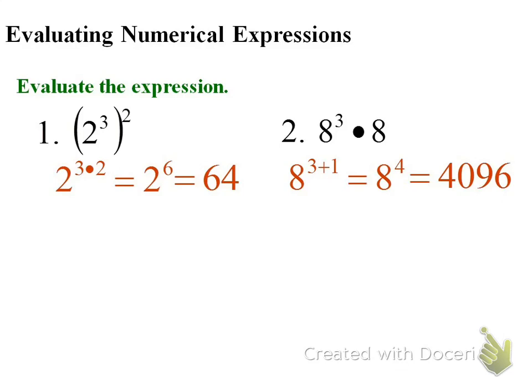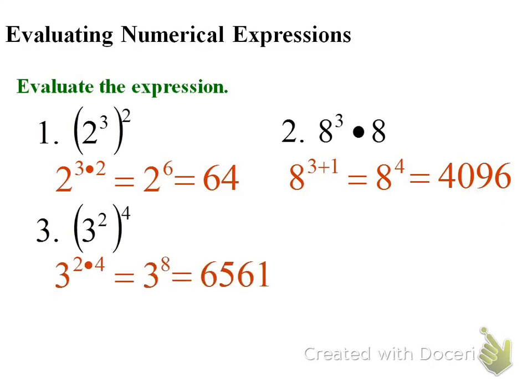Questions? All right, here's number 3. We have 3 squared to the 4th. What can I do? Multiply the exponents. Good. That's the same thing as 3 to the 8th. 3 to the 8th is 6,561.